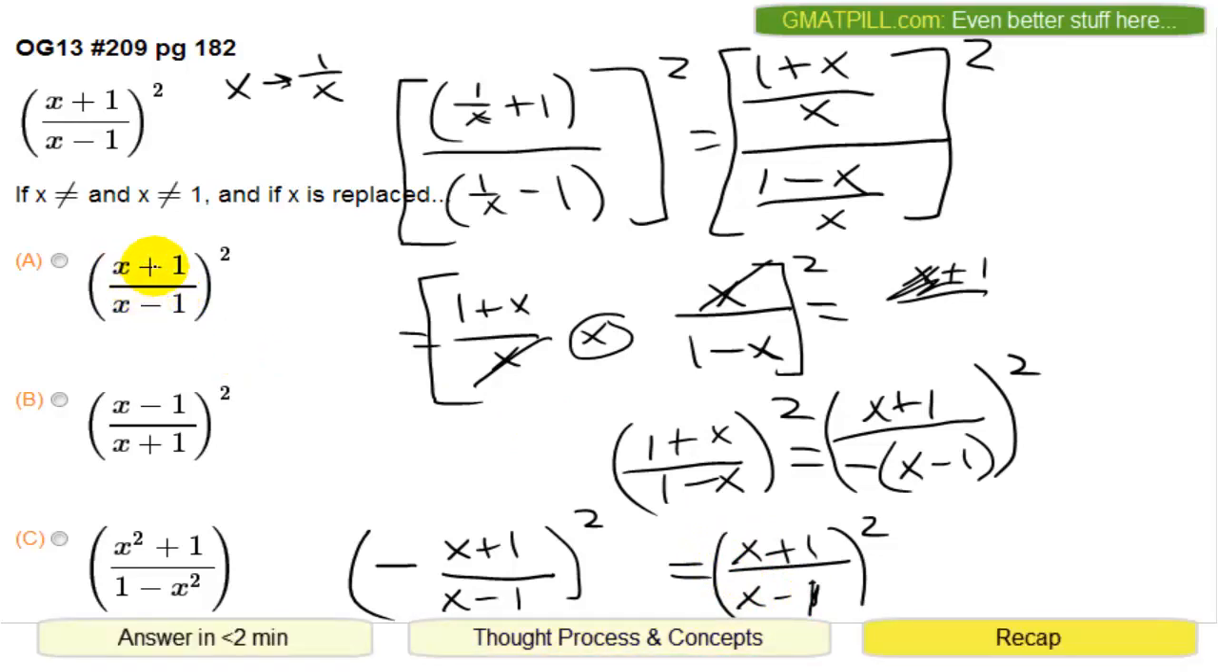As a recap, we were given an expression. We were told to replace the x with 1 over x. So then we did that. We found common denominators both on the top and the bottom. Then we combined them, canceled out the x's, and then squared the result. The result was not in the format that we wanted, but we knew we were on the right track. All we had to do was turn the 1 minus x into x plus or x minus something. And that involved just factoring out a negative 1 and applying that negative to the entire expression, squaring it to get rid of the negative, and end up with A as our final answer.